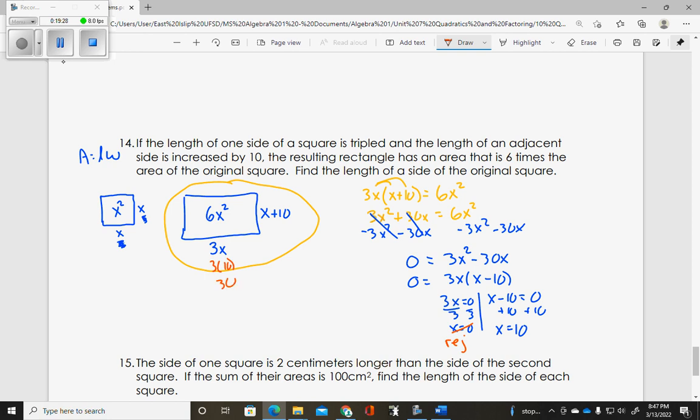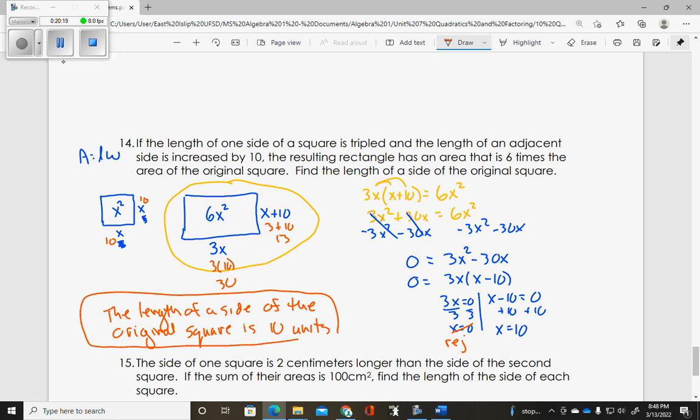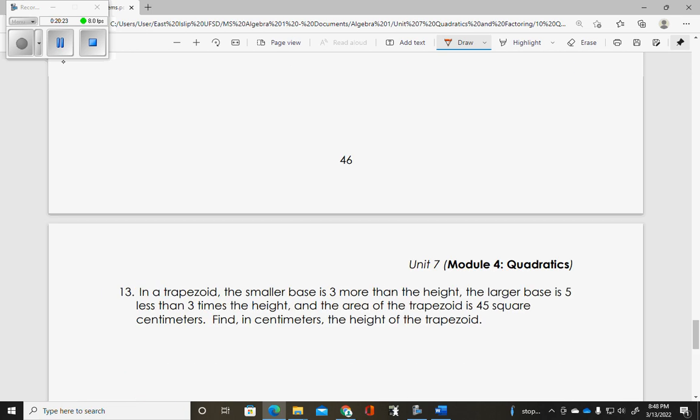3 times 10 is 30, and 3 plus 10 is 13. And let's see, find the length of the side of the original square. Oh, so let's go back to the original square. Definitely we don't want that 0 because then we don't have a square. So really the length and the width are 10. Find the length of a square. I'm just looking for units. I don't see any. So the length of a side of the original square is 10 units. That's the answer to the question. And let's go see number 1.